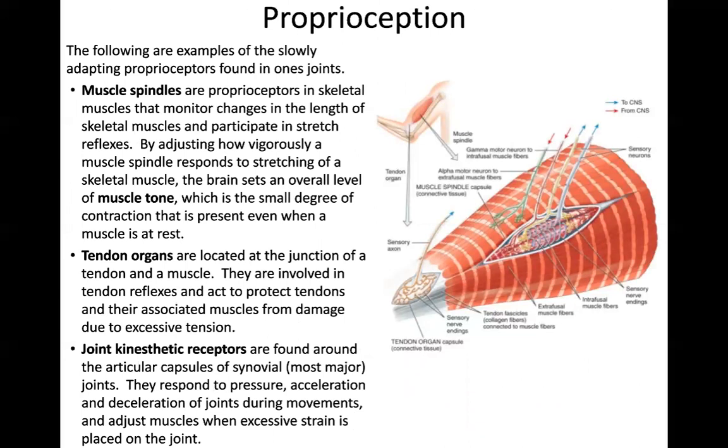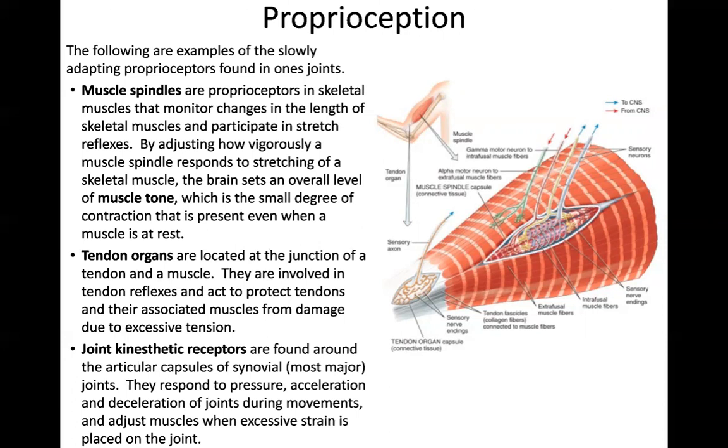Following our examples of the slowly adapting proprioceptors found in our joints. Really, joints is kind of a bad way to say it because muscles aren't joints, but they're associated with joints, where you find your muscle spindles. Muscle spindles are proprioceptors in our skeletal muscles, monitoring changes in the length of skeletal muscles, where they participate in stretch reflexes. By adjusting how vigorously a muscle spindle responds to stretching of the skeletal muscle, our brain sets an overall level of muscle tone. Once again, we said it is a small degree of contraction present even when a muscle is at rest.